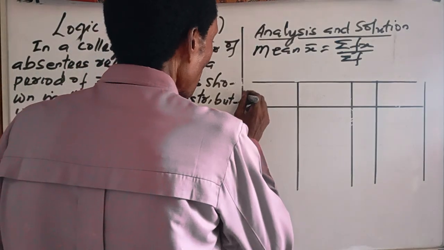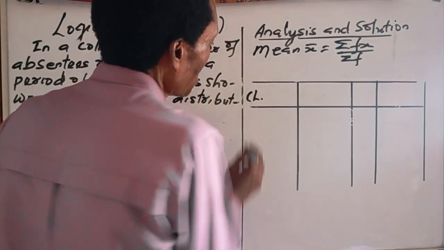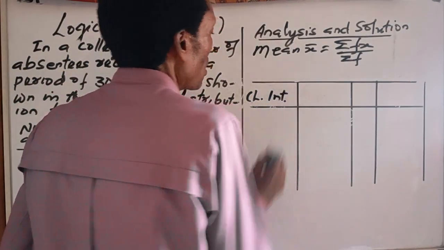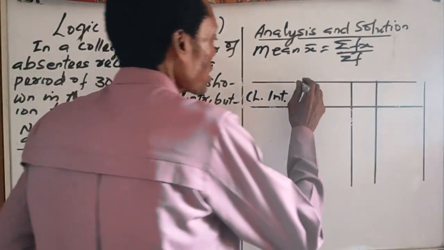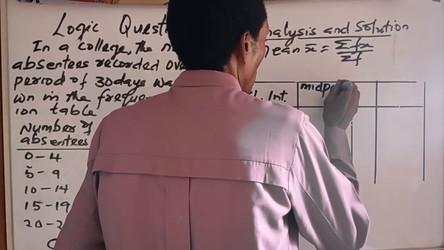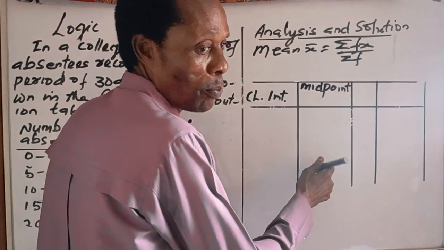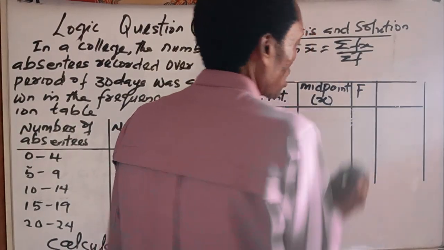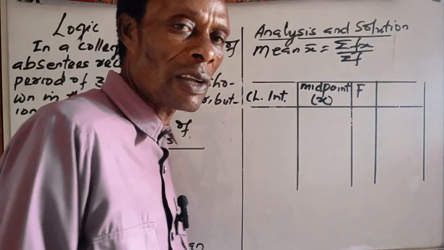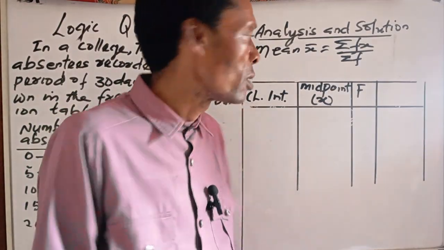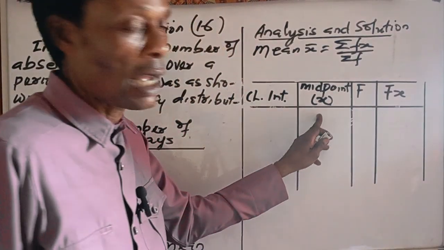So let's take here to be the class, which stands for class interval. Then we take here to be our midpoint. This is the midpoint column which will give us x. And here should be frequency. And what is frequency? Frequency is the number of times that a value appears or occurs. And this is the product of frequency and each value.